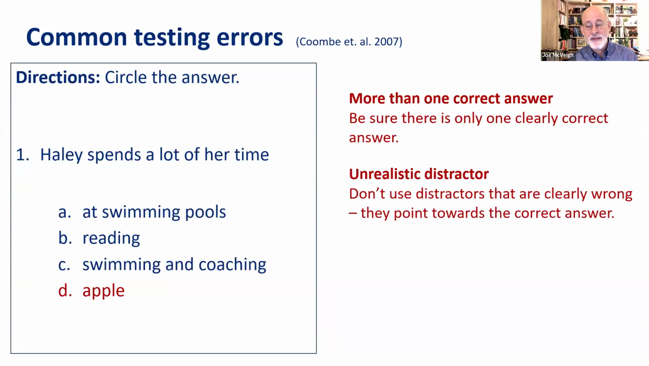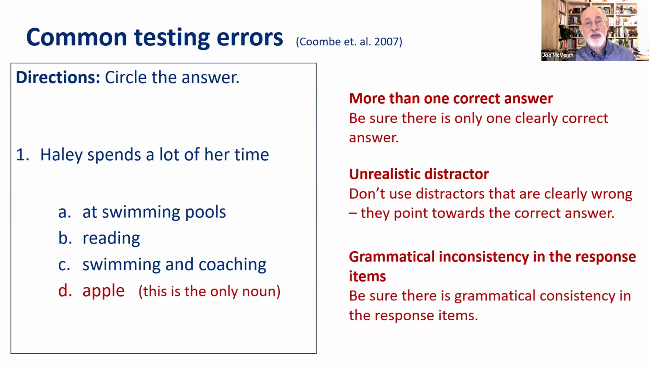Secondly, many people pointed out that answer D, apple, has nothing to do with the rest of the item. So this distractor is unrealistic, and we don't want to use distractors that are clearly wrong because they point towards the correct answer. And then thirdly, some people also pointed out that there is grammatical inconsistency in the response items. We really want those response items to have the same grammatical pattern. We want to make sure that there's grammatical consistency in those response items.